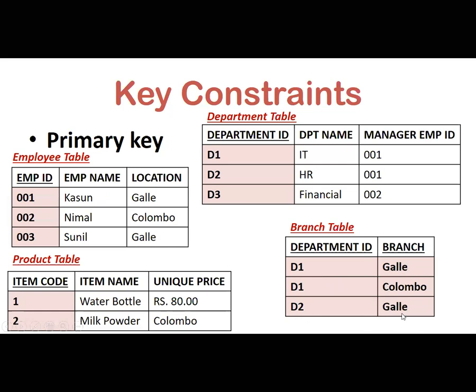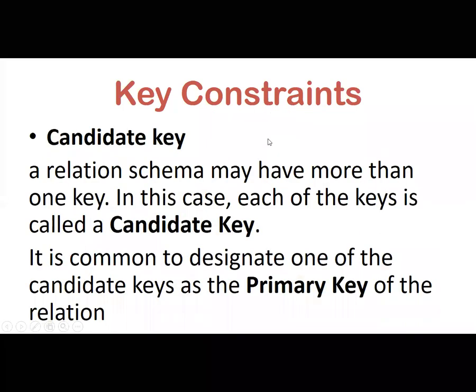Likewise, in the product table, the item code 1 is the water bottle, and the next one is the milk powder, right? So the price is unique too. You can identify the primary key when you see the underlined field.